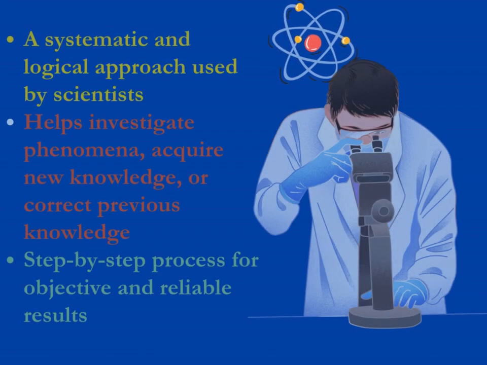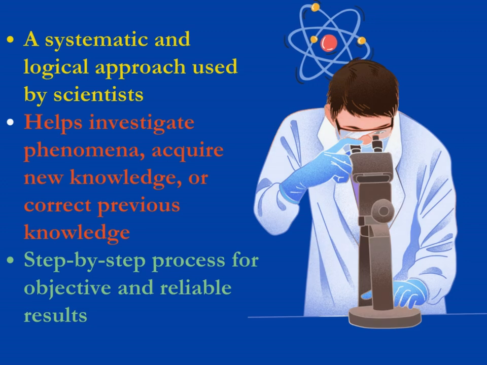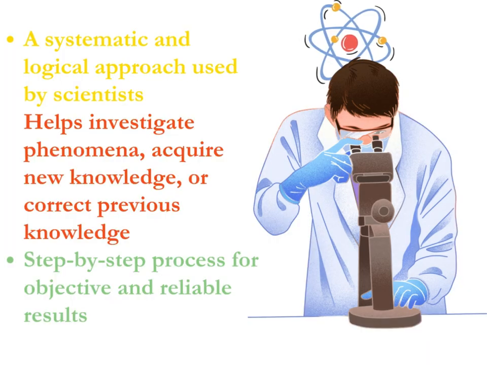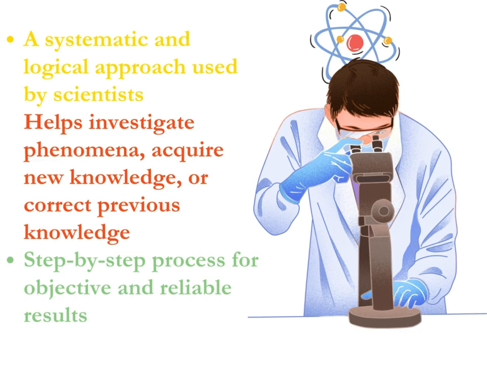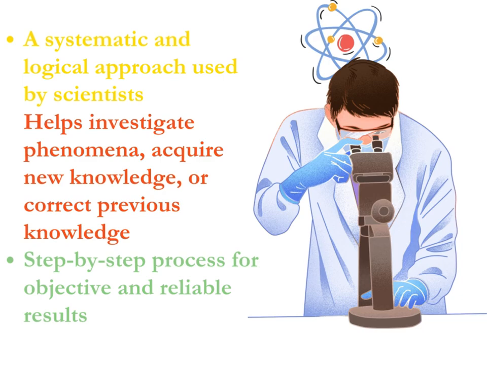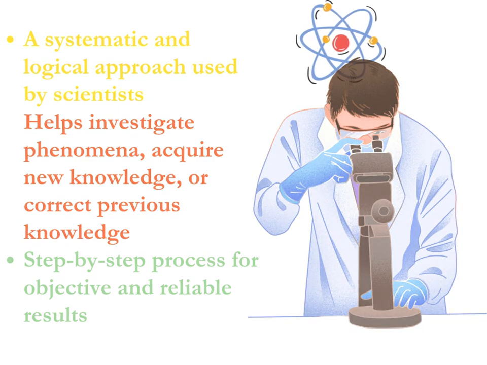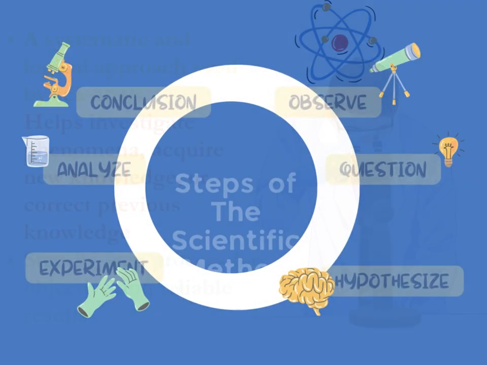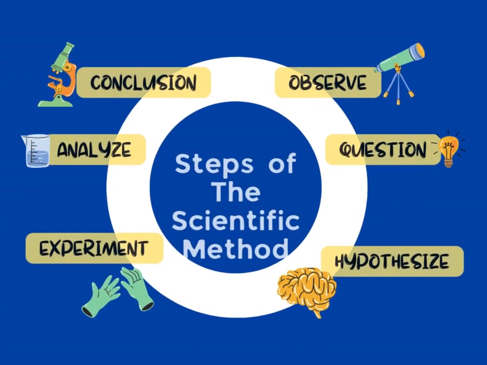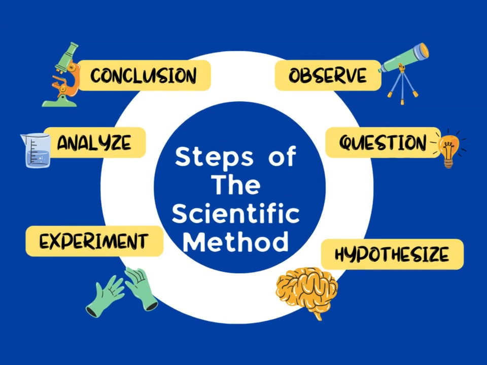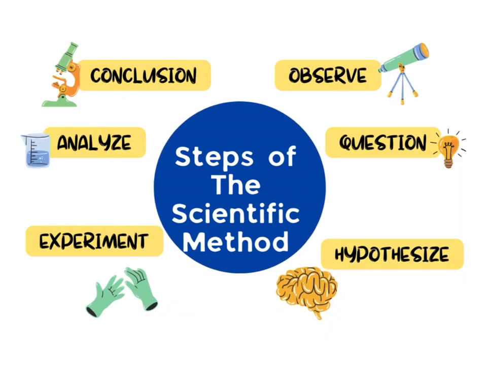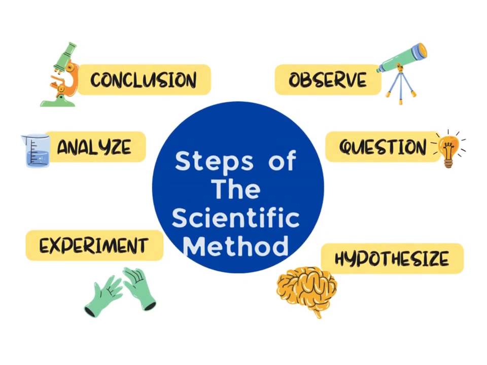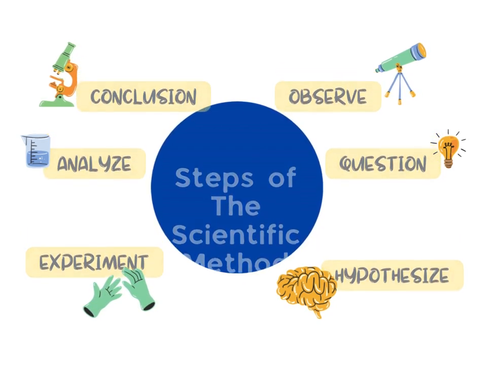Scientific method, a systematic and logical approach used by scientists. Scientific method helps investigate phenomena, acquire new knowledge, or correct previous knowledge. Scientific method, step-by-step process for objective and reliable results. Steps of the scientific method: observation, question, hypothesis, experiment, data collection and analysis, conclusion, communication, report.